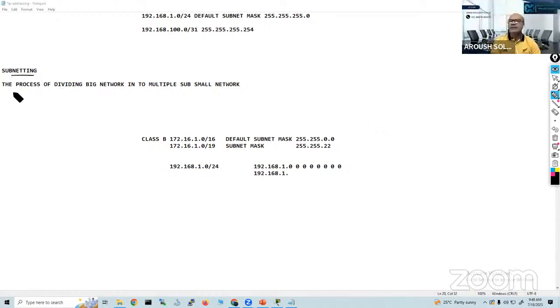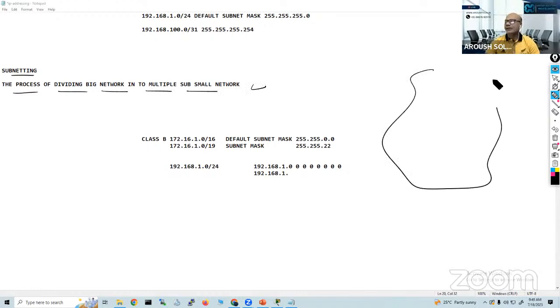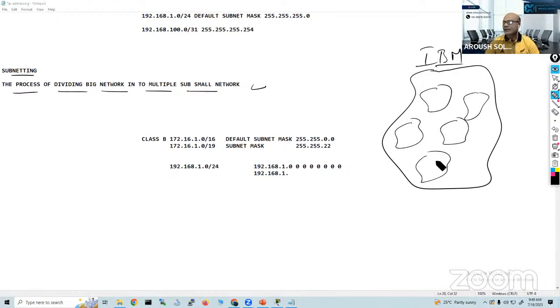Subnetting is nothing but the process of dividing a big network into multiple small networks. This is your big network. For example, this is my IBM company, and I am dividing it into a lot of departments: IT department, security department. So I'm dividing the big network into small subnets. In this scenario, we are required to calculate the subnetting.